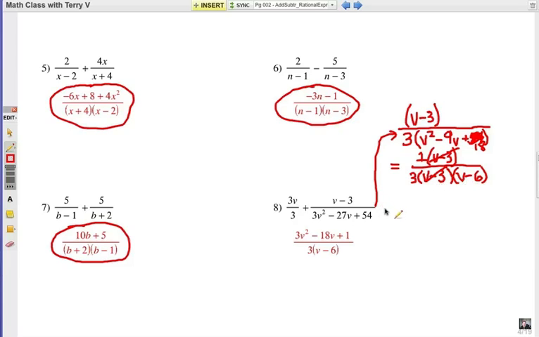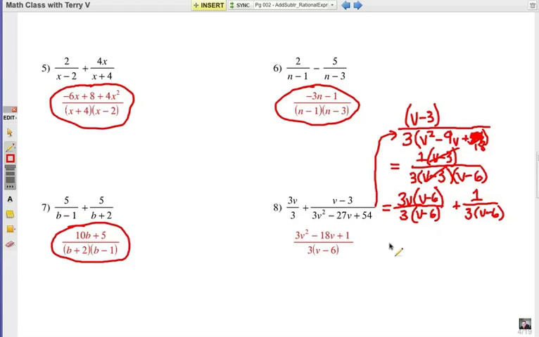All right, so here's my new problem now. 3v over 3. Let's extend the line because I have to write an equivalent fraction. And I have 1 over 3 times v minus 6. Now, if you look at it, the common denominator is going to be that right there, 3 times v minus 6. So I'm going to need to multiply this first fraction, top and bottom, by the binomial v minus 6.